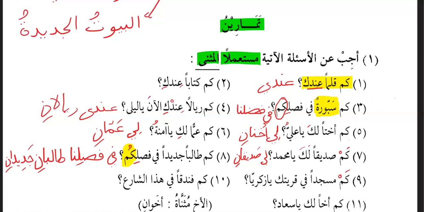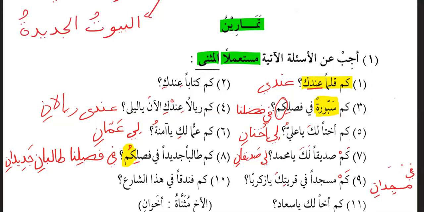طيب عبد القيوم، كم مسجدا في قريتك يا زكريا؟ في قريتنا مسجدان. نعم. ما معنى الجملة؟ How many mosques do you have in your village, يا زكريا؟ So how many mosques are in your village? في قريتنا مسجدان. نعم جيد. So can you say قريتي؟ في قريتي, in my village.